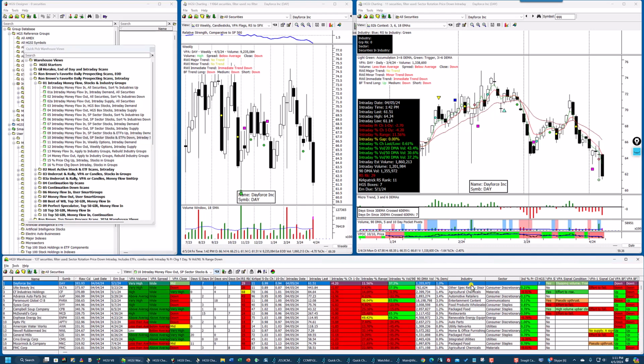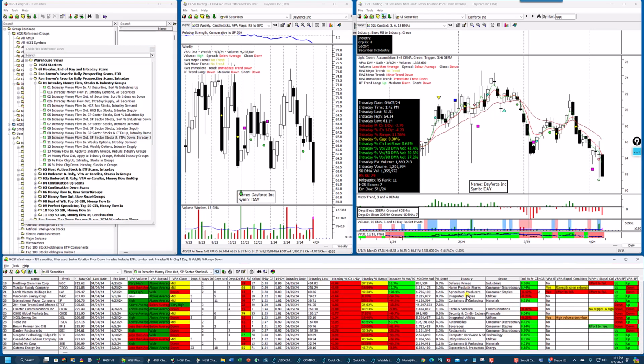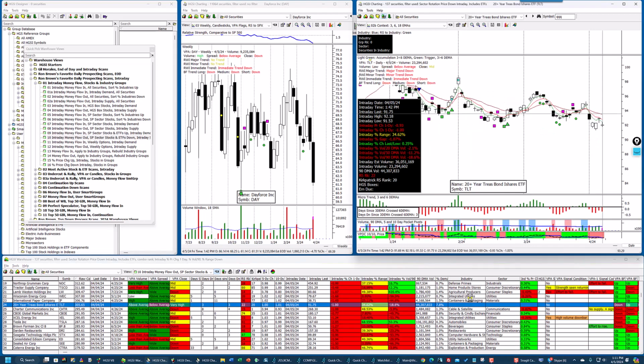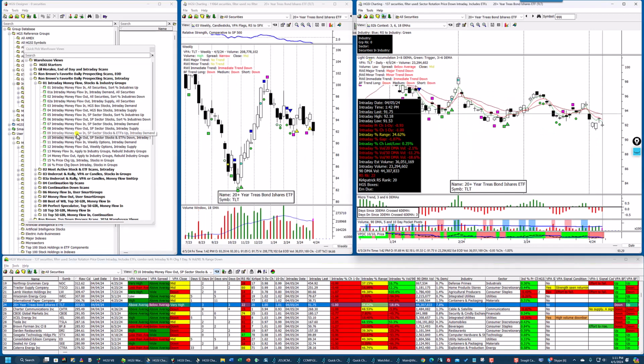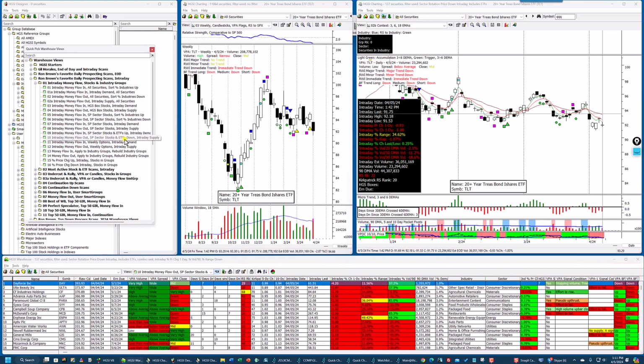Now this one is just not assigned to an industry yet. It looks like day. I'll take care of that. But here we have the TLT. You can see that it is down today. So an excellent way to get a read on the entire market and the ETFs.